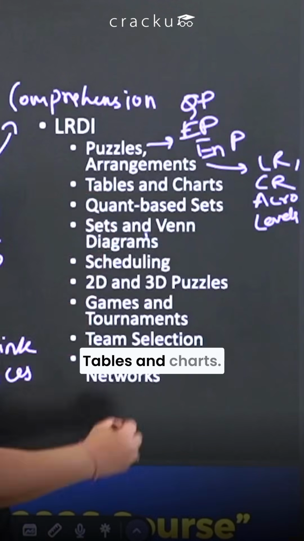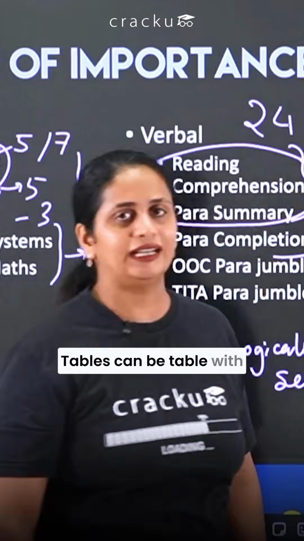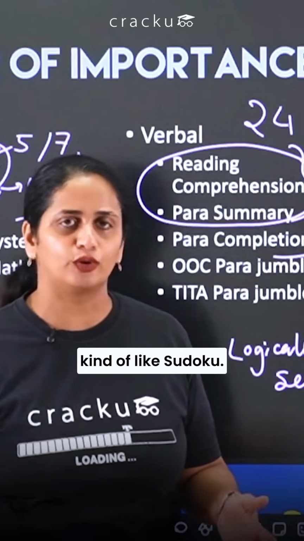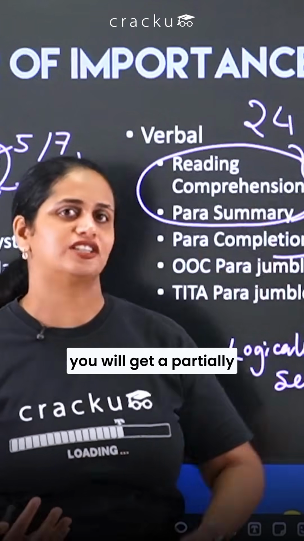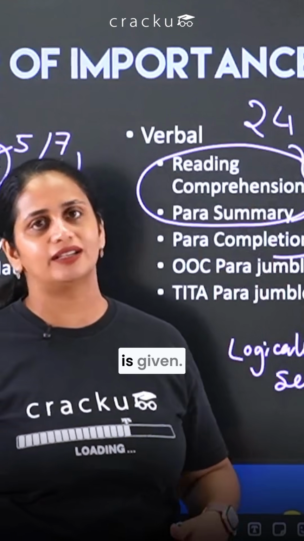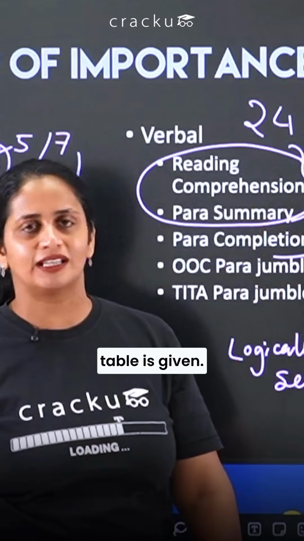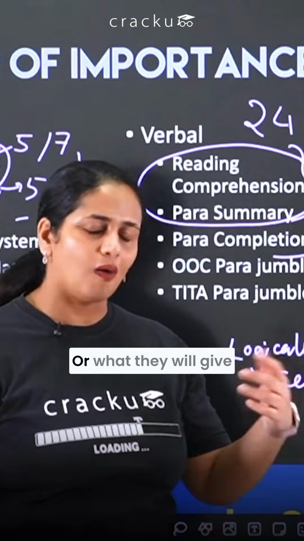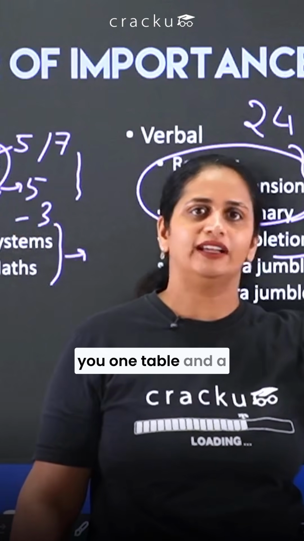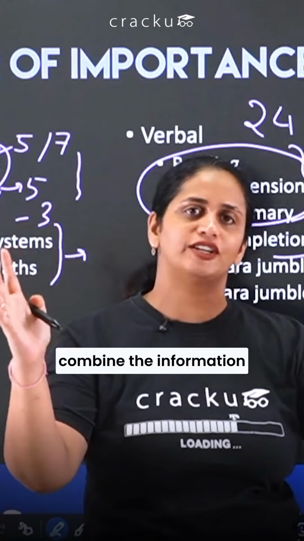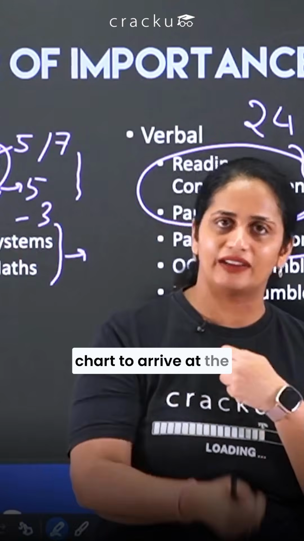Consider tables and charts. Tables can be a table with missing values, which is kind of like Sudoku. If you see a Sudoku, you will get a partially filled table, right? Something similar is given. A partially filled table is given, you have to fill in the remaining values. Or they'll give you one table and a chart, and you have to combine the information from the table and the chart to arrive at the answers.